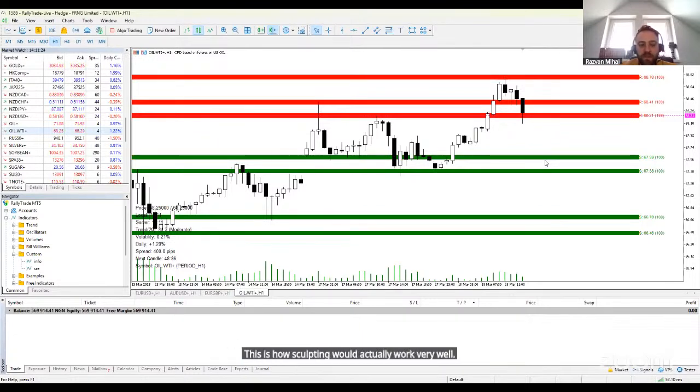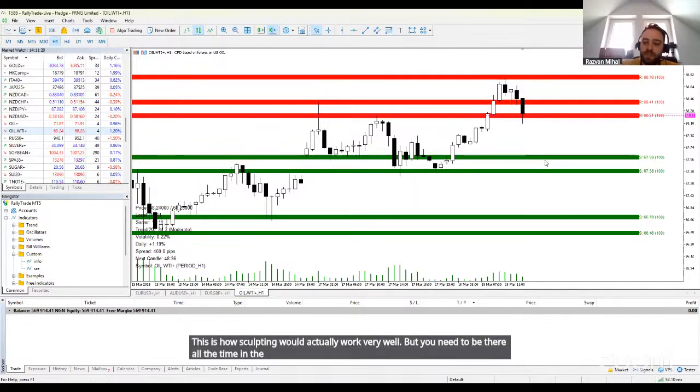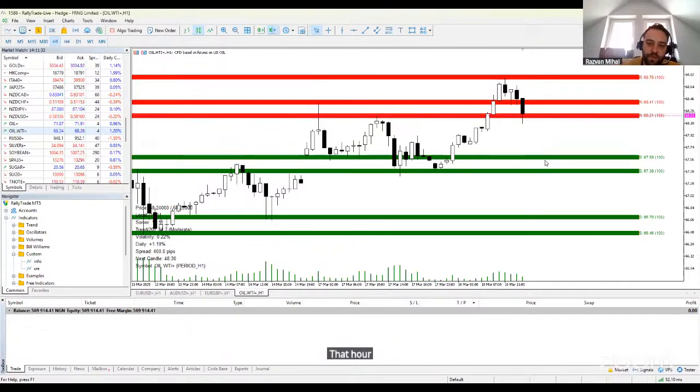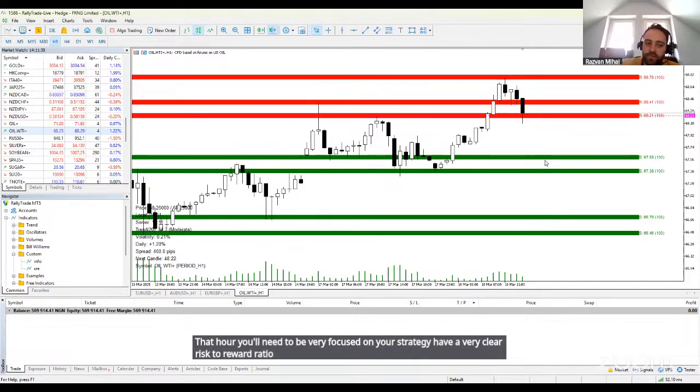But you need to be there all the time in the market. So if you say that you'll be trading 1 hour today, that hour you'll need to be very focused on your strategy, have a very clear risk to reward ratio. In scalping, you need to close your losses very fast. You don't need to leave them going further, and also you need to close your profits very fast.